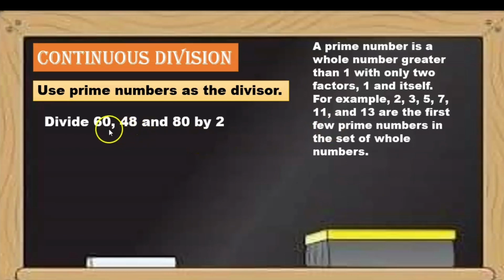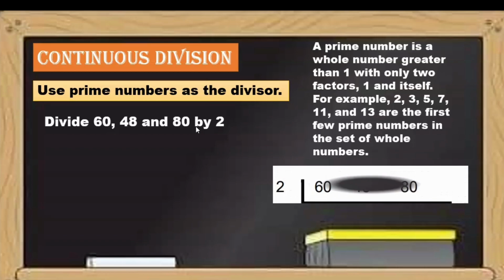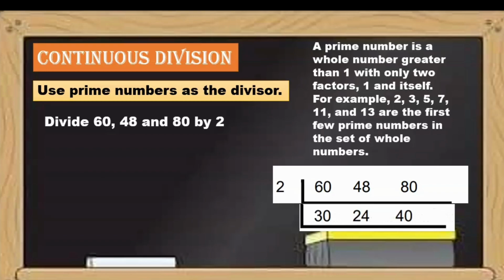So let us divide 60, 48, and 80 by 2. Bakit 2 ang ginamit natin? Kasi ito lang yung prime number na pwedeng makadivide sa kanilang tatlo. Then, next step, 60 divided by 2 is 30, 48 divided by 2 is 24, 80 divided by 2 is 40.